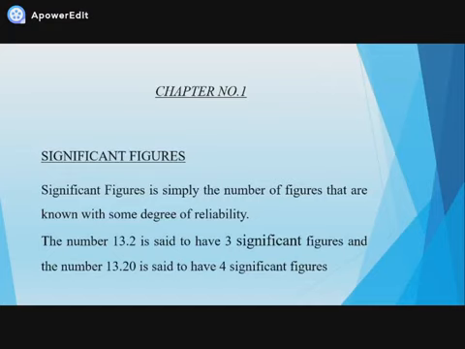Significant figures is simply the number of figures that are known with some degree of reliability. Means it's a number which we know with certainty. For example, the number 13.2 is said to have 3 significant figures and the number 13.20 is said to have 4 significant figures.